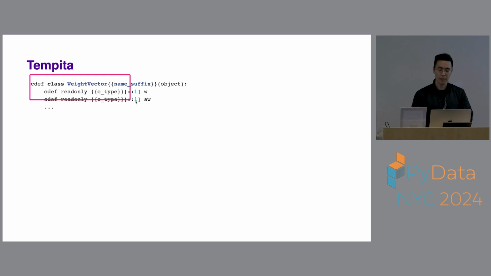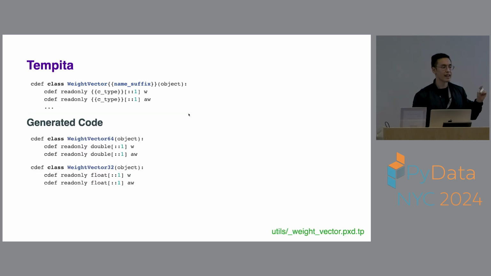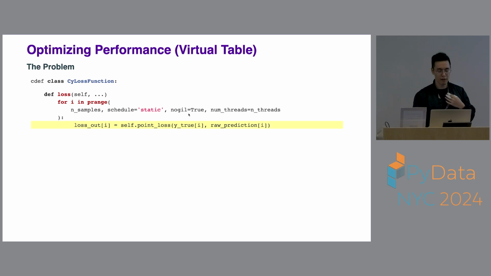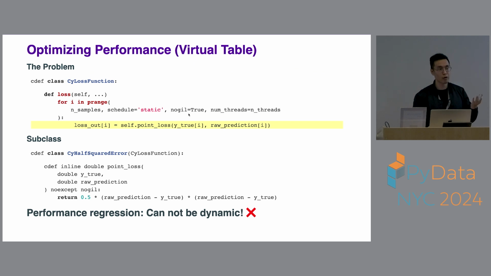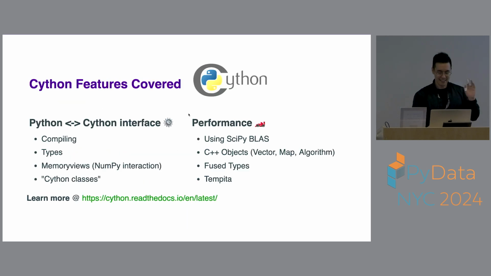Here, this is like a template. We use code generation to generate both of these. So there's a 64-bit version and a 32-bit version, and that's what we use Tempita for. And we use this in loss functions. I won't go too much into this, but we use this because when we generate code, it means that we want to inline things and make things go faster. That's the overarching goal of this performance optimization.